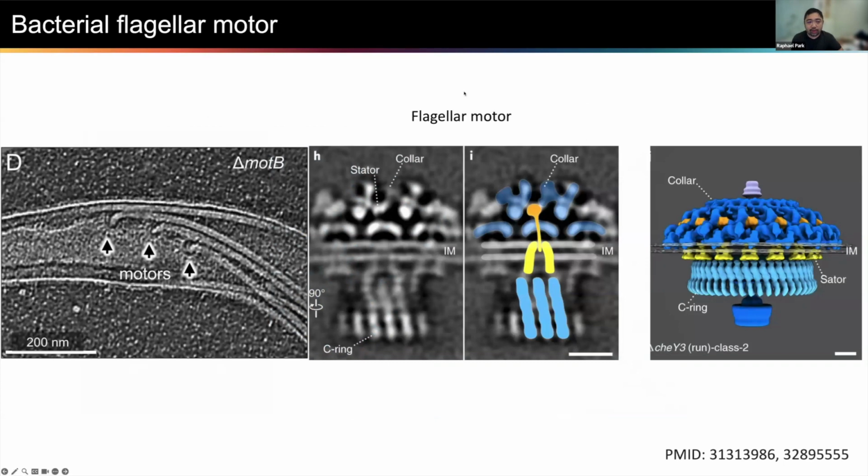And also systems such as bacterial flagellar motors. These are the nanomachinery that propels bacteria to move forward and backward. Again, this type of large complex has never been purified as a whole. So really, cryo-ET is uniquely suited to this regime of sample size and type of complexes.